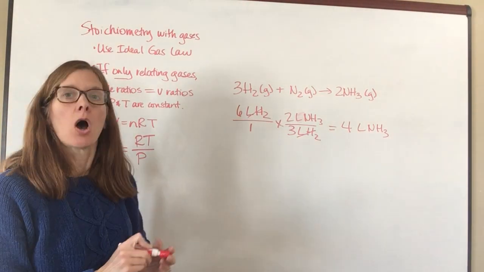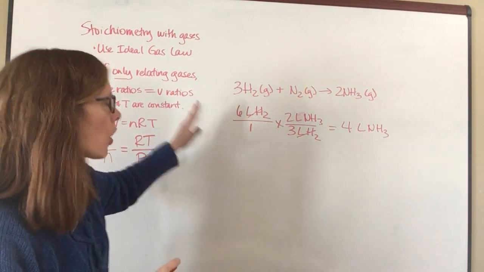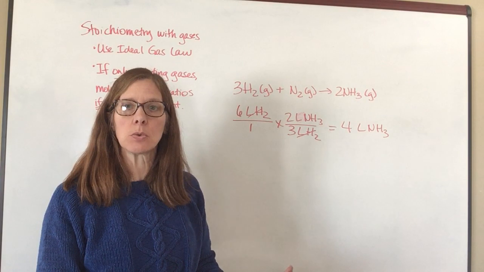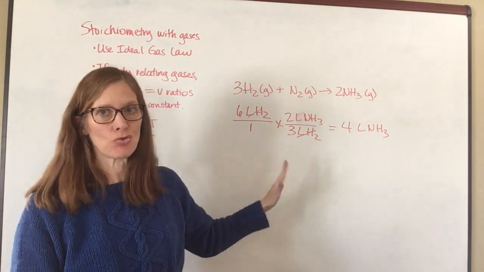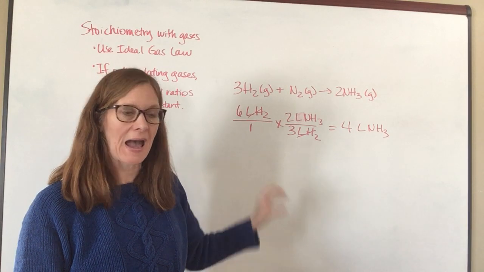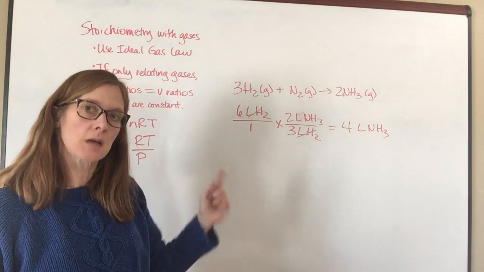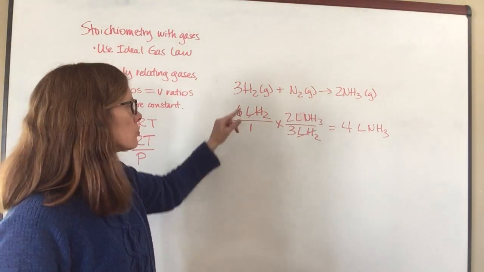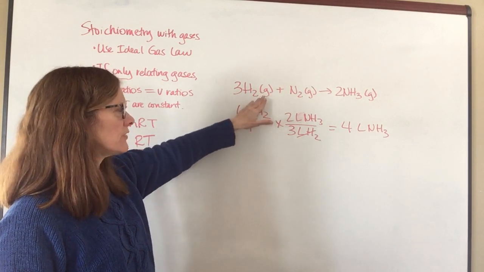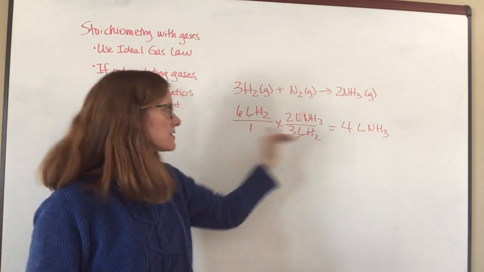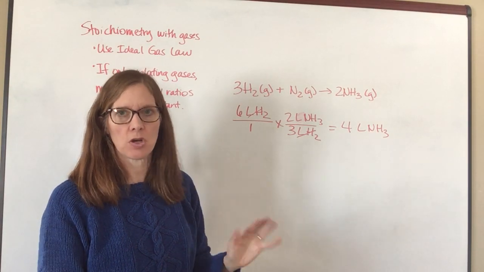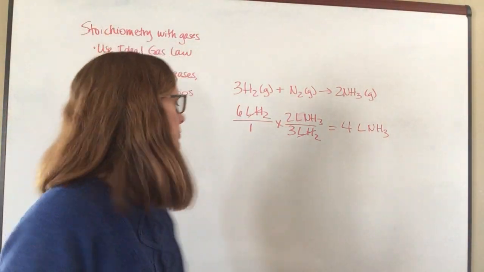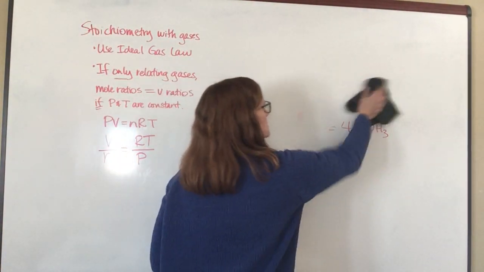Okay? Now, this only works, and I have to emphasize this, this only works if you're relating a gas to a gas. If you have a solid or a liquid or an aqueous solution, you can't do this. You can only do it if you're only relating gases. Now, there can be solids or aqueous solutions or liquids in the equation, but as long as what you're given is a gas and what you're being asked for is a gas, then you can use this relationship. But if you need to use any other relationship, you're going to have to go back and do stoichiometry the other way. So we'll do a couple of examples of problems like that so you can see what that would look like.